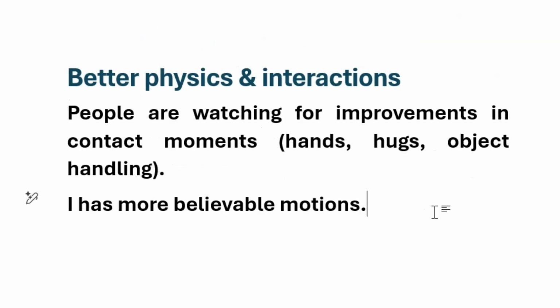It produces videos with better physics and interactions. People are watching for improvements in contact motions. Yes, this is one of the flaws that AI videos have, because I remember trying to create an AI video whereby I wanted a woman to go through the pages of a book with her fingers, whereby she pushed the pages one after the other. The AI model couldn't do it. And what you're telling us here is that Kling 3.0 fixes that.